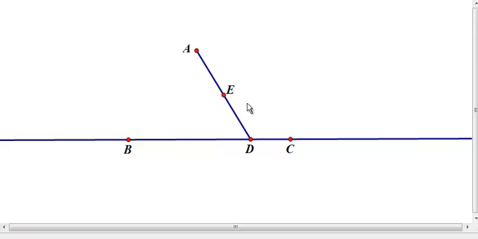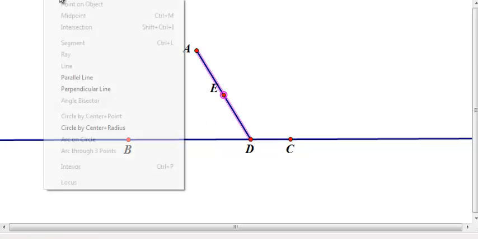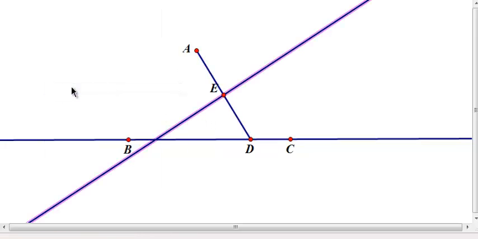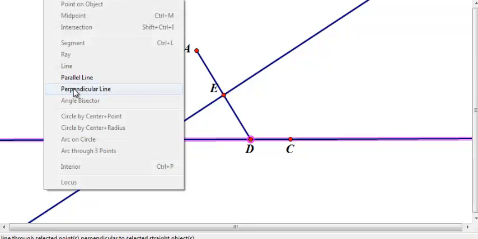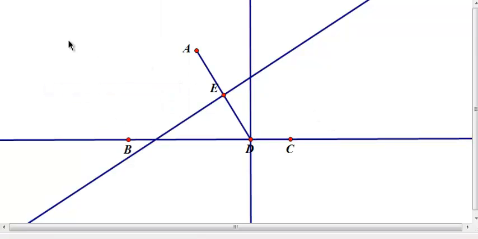So we have this point E as the middle point of AD. We try to find out the right bisector of AD, that is a line which passes through E and is perpendicular to AD. So we construct this perpendicular through E, which is perpendicular to AD. Also, through D, perpendicular to BC, we construct another perpendicular, that is this.